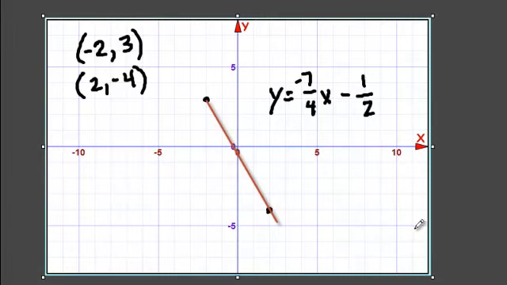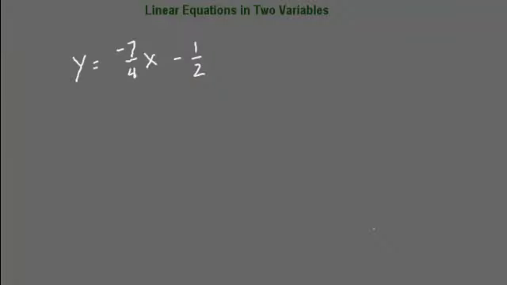Here's the equation we came up with, negative 7/4 x. We looked at the fact that the slope was down 7, run 4, and it says that our y-intercept should be at minus 1/2. Look at that, it's sitting right there. Okay, let's move on. Now let's assume that we want to put this in general form.